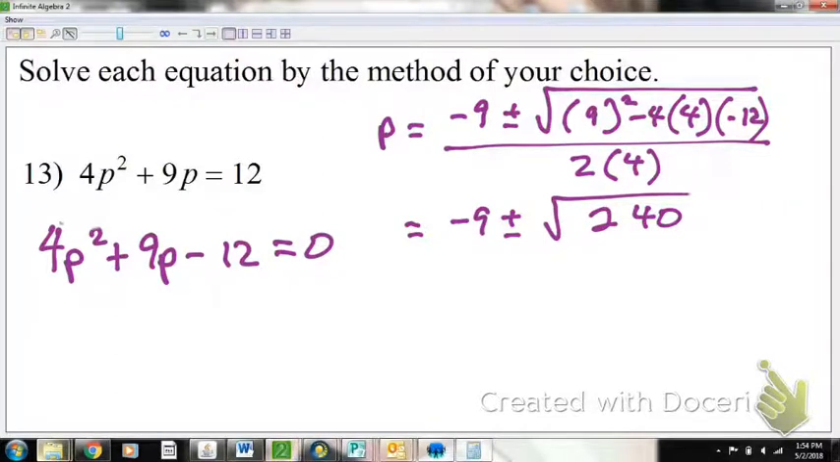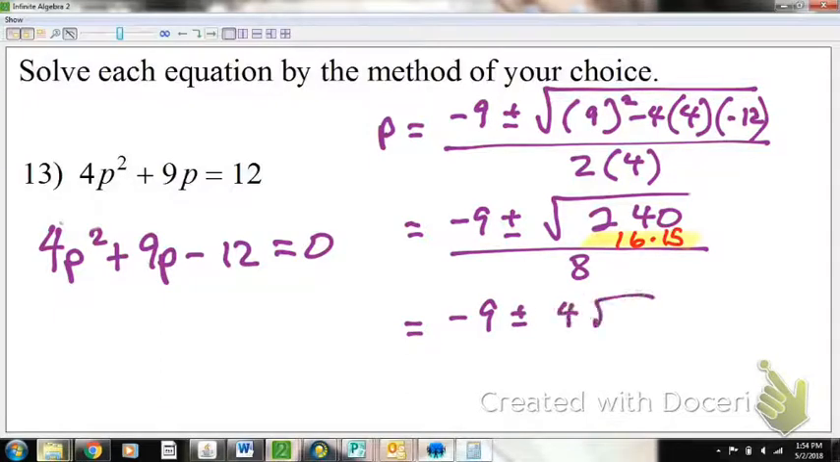So much of that over there, and this is all being divided by 8. Now 240 can be simplified, and we always want to simplify our radicals if we can. What's the largest perfect square that'll go into 240? It's divisible by 4 60 times. That means it's divisible by 16. 240 divided by 16 is 15. So 240 is 16 times 15. And that will give us negative 9 plus or minus 4 square roots of 15 over 8.